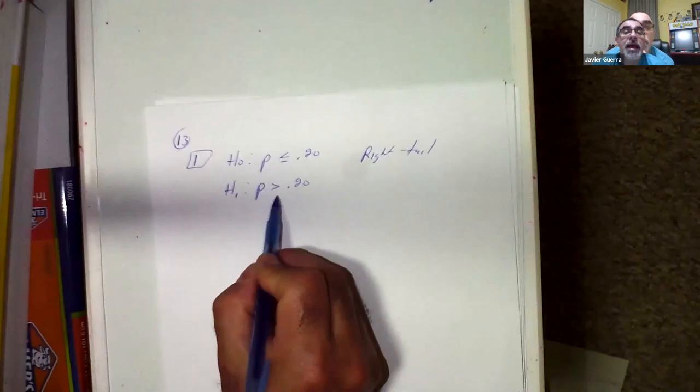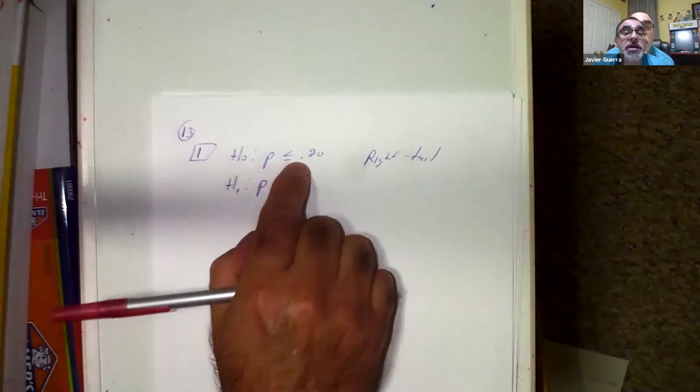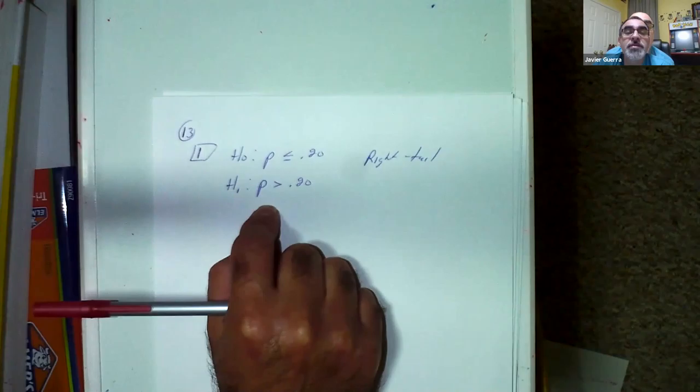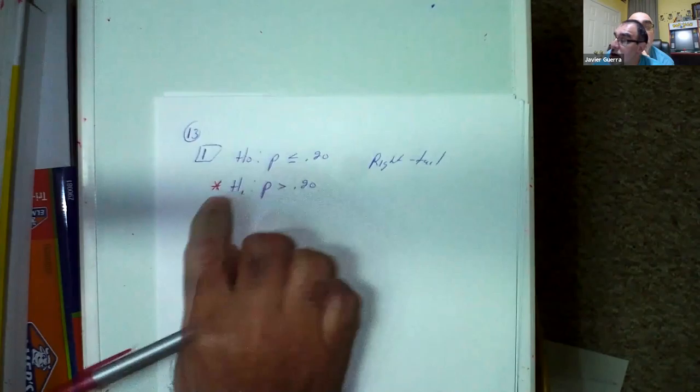Bam. Right. And what you do is you put an asterisk on the line that was given to me originally in the problem. What was originally told in the problem? Did it say less than or equal to, or did it say greater than? Did it say more than? It said more than. So this line right here was given to me originally in the problem.